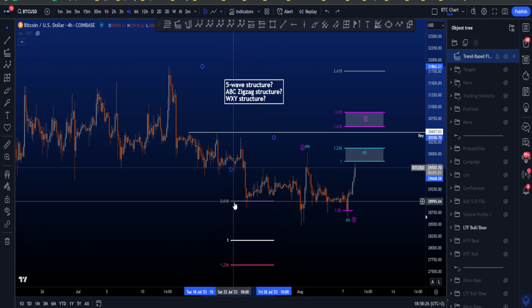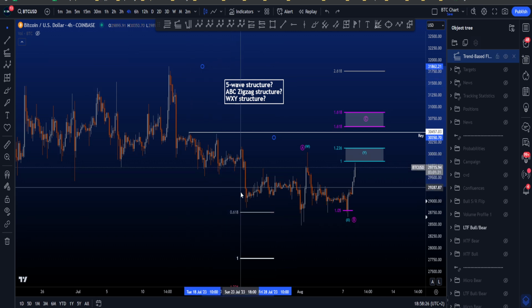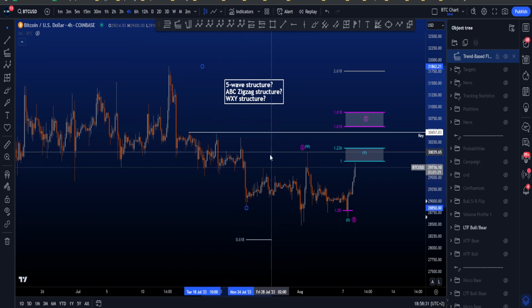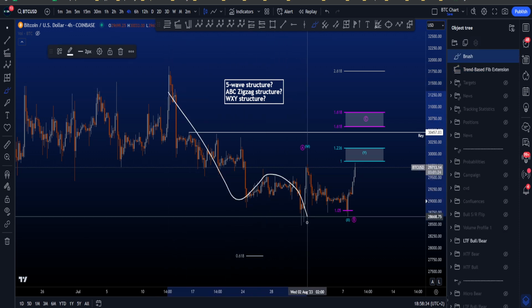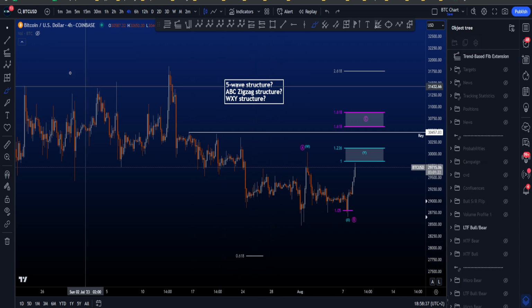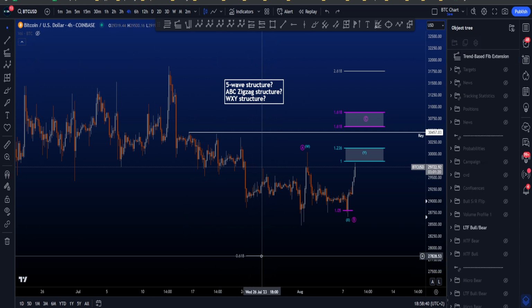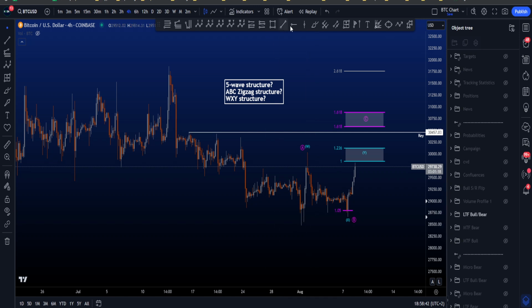So if you pull the trend-based fib from, let's say, this low over here and put it on the high that we have over here, so now you're looking at an A, B, and then somehow this being a wave C, well, none of the targets is hit, so that doesn't really work. So an ABC over here does not work.